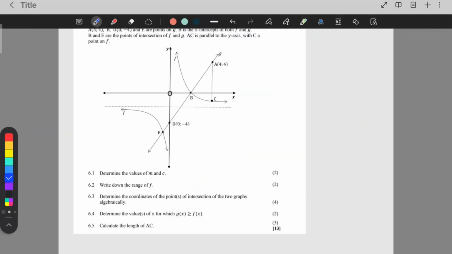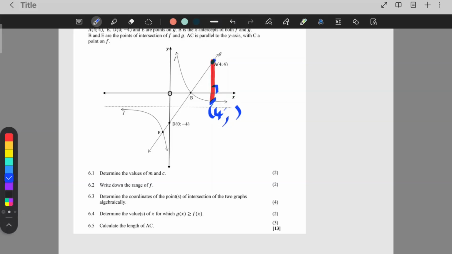Okay, and now our last question. 6.5 says, calculate the length of AC. So AC, let's highlight. AC is from here to here. Now, to get a vertical distance, we need the y values, eh? We need the y values of this point and this point. Okay, so let's look. Here we have the y values, but C, we don't have the y values. Now, the x value of C is 4. Remember, this line is perpendicular to the x-axis. So on this line, all the x values are the same. So if the x value is 4 here, the x value is 4 there.